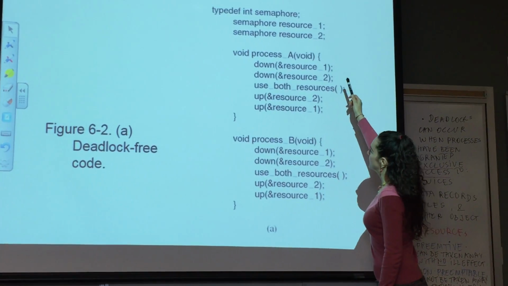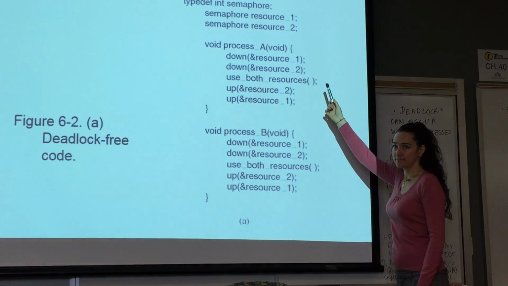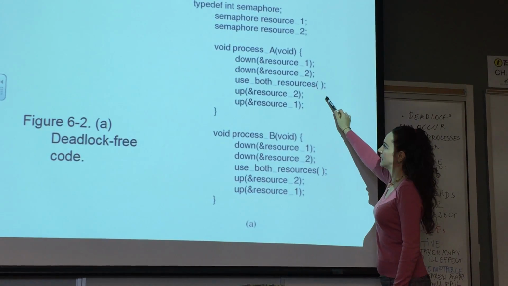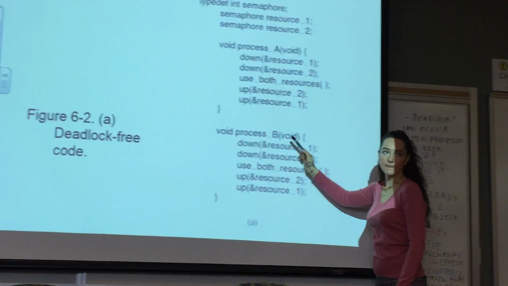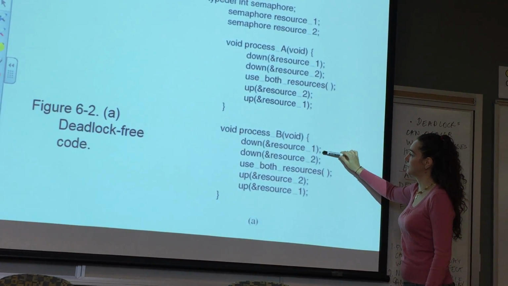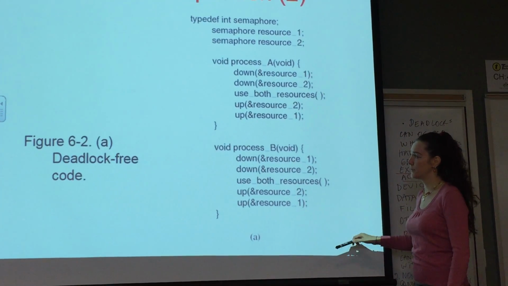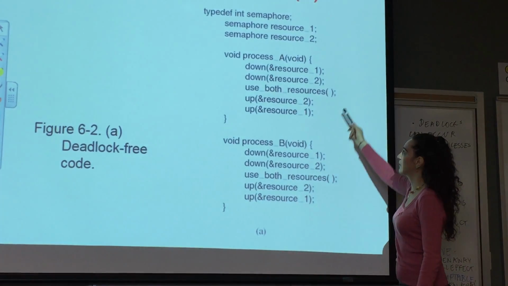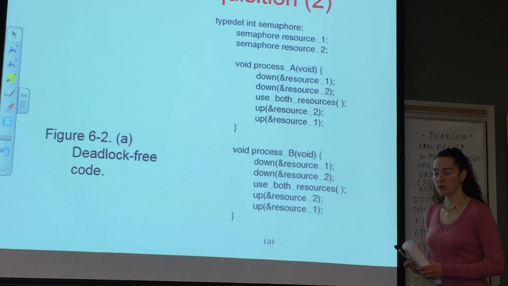A requested the first resource and it was granted. Requested the second resource and it was granted. It used both of them and released them. Next, B comes. Requested the first one, requested the second one, got them, used both of them and released them. Because they requested them in that order. What if we switch the order here?